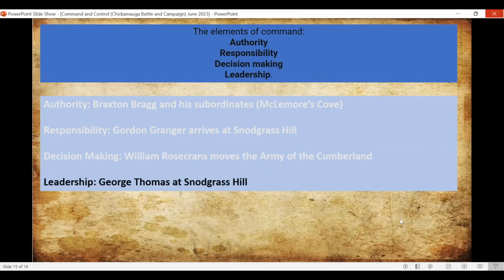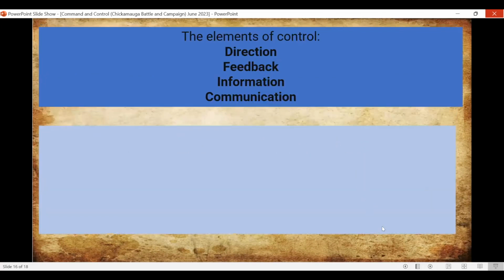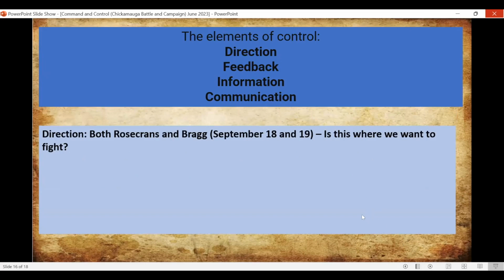Leadership, Thomas at Snodgrass Hill. You look at these other elements, both Rosecrans and Bragg. Is this where we want to fight? Do we want to fight at Chickamauga? Didn't expect so.